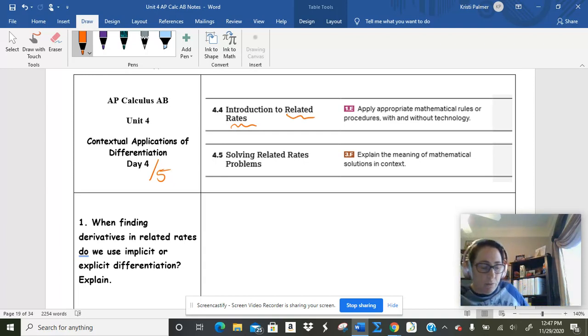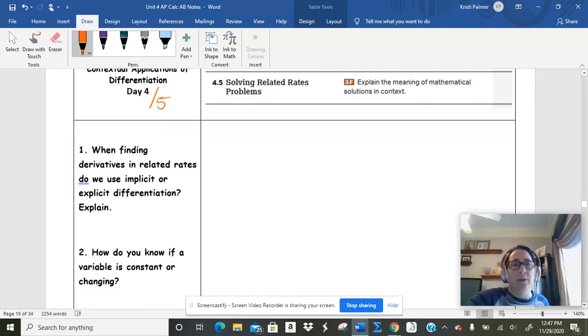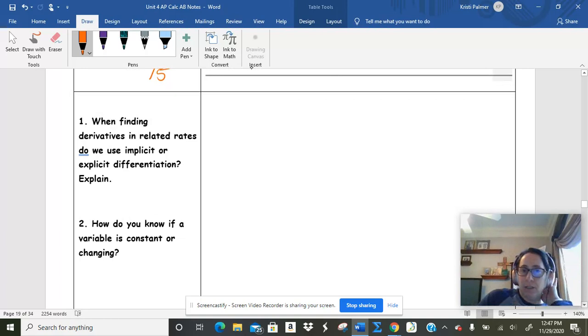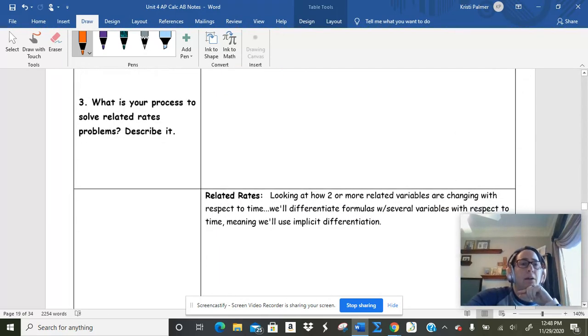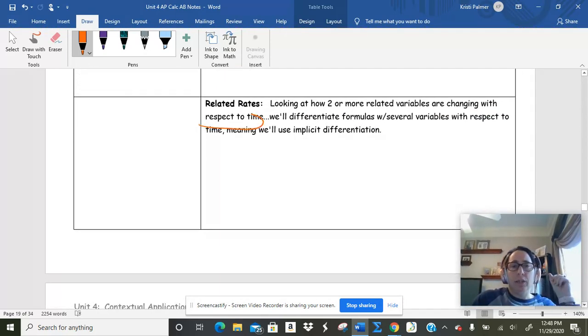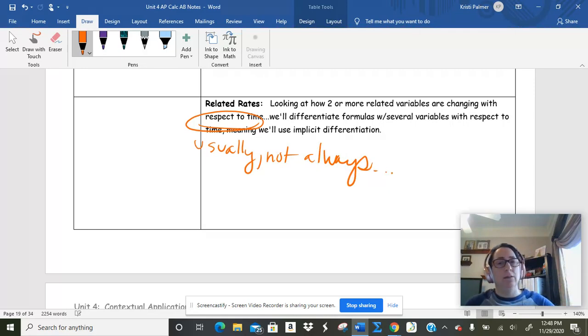Okay, so we want to get these. These are fun, but they're usually a little bit tough. So I've broken it down into some pieces at the beginning to help. When finding derivatives in related rates, do we use implicit or explicit? Here, you've got to pay attention. What are you taking the derivative with respect to? And that's going to be a goal here. I'll let you answer the second ones. But usually we're taking it with respect to time, but not always. So pay attention.